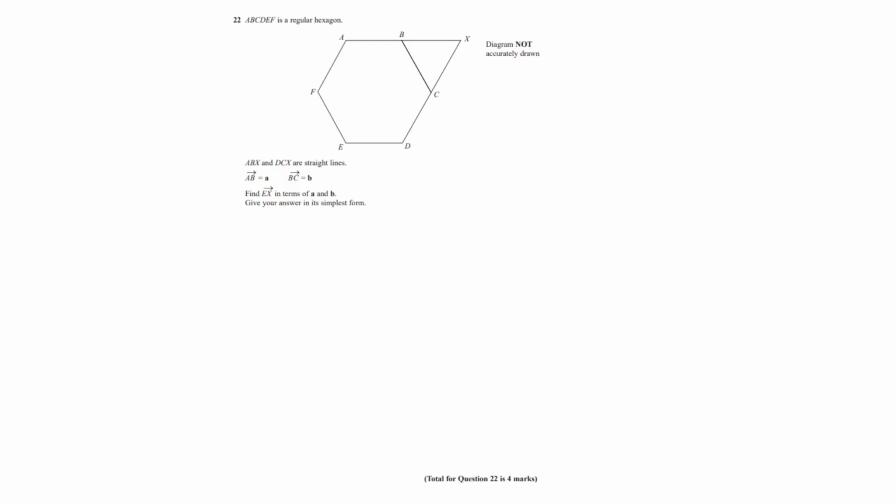ABCDEF is a regular hexagon. The diagram's not accurately drawn. So ABX and DCX are straight lines. AB equals the vector a and BC is the vector b. Express EX in terms of a and b. Give your answer in its simplest form.